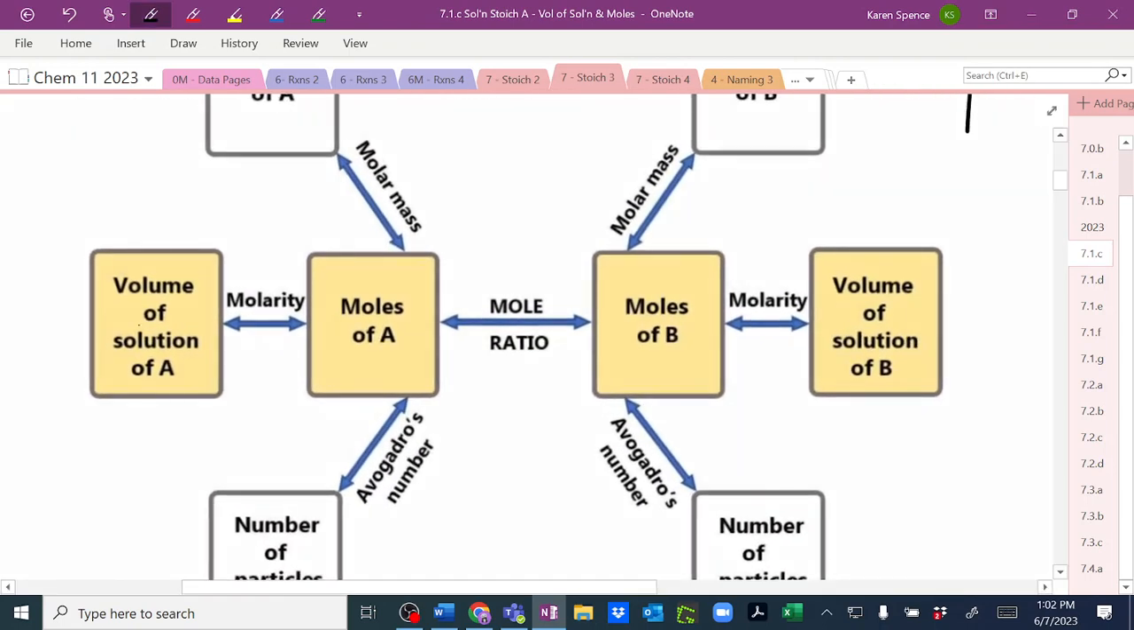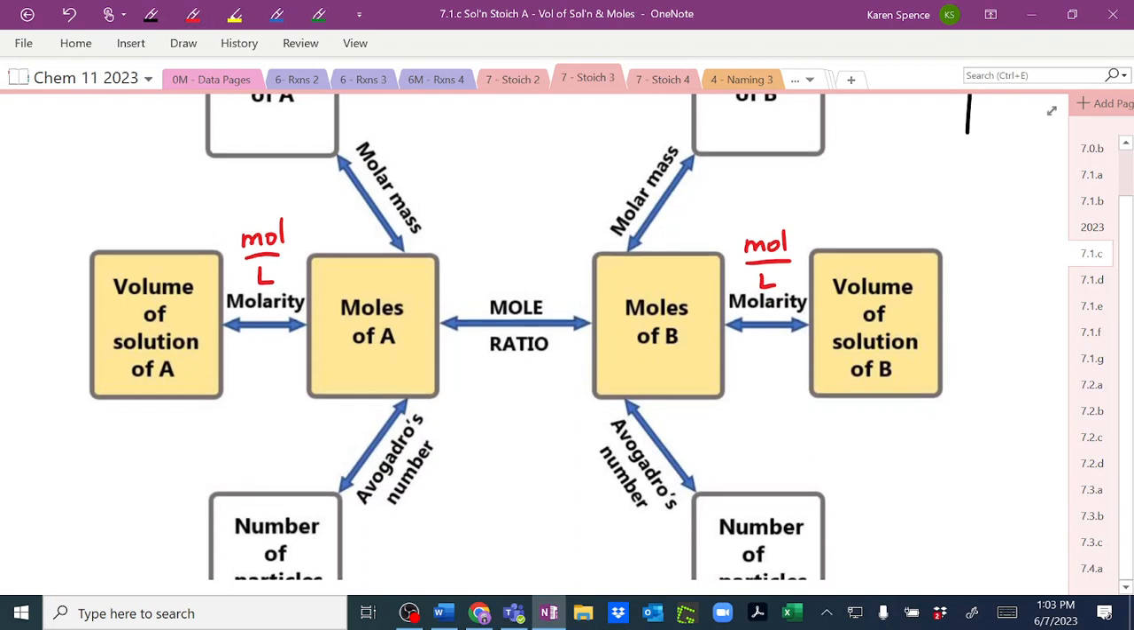So if we have a volume of solution, like here, volume of solution A, we can find the moles of A. And what do we use to do that? We use the molarity. What are the units of molarity? Molarity is measured in moles per liter. So we can put that in over on the other side as well. If we're going from moles to volume, we would also use molarity, so we can fill in moles per liter. That has to be given to you in the question, okay? Unless the question was find the molarity, if you're using it as a conversion factor, it has to be given to you in the question.